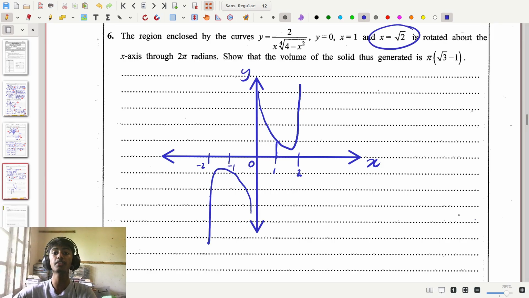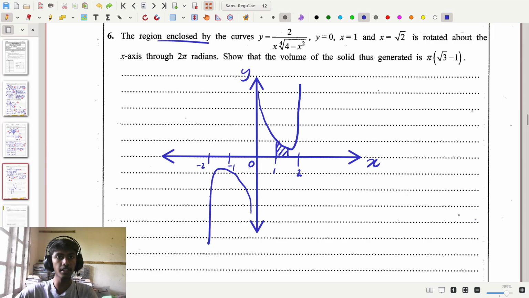Similarly, x equals root 2 is going to be a vertical line like this that goes through x equals root 2, or 1.414 and so on. Y equals 0 is just the x-axis, so the x-axis is one of the boundaries of our region. And finally, this curve right here is the last boundary. Those four curves bound this area right here, so this region is the region relevant to the question.